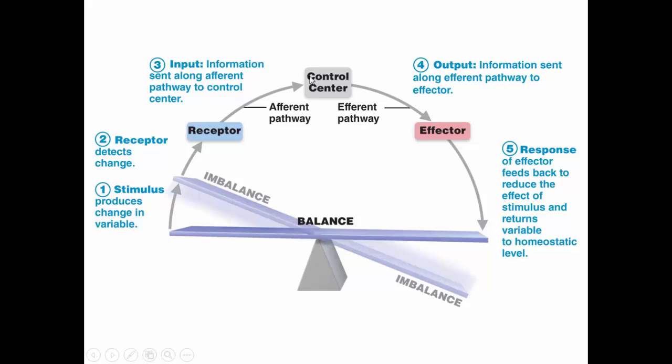It's the control center that evaluates and says, oh, that's too high. So it's going to send information to an effector, and the effector will do something to change that blood glucose level, bringing it back into balance. Now we call the incoming information to the control center the afferent pathway, and the outgoing information from the control center is called the efferent pathway. It's alphabetical. Afferent goes in, efferent goes out. But the bottom line is we keep everything in the body in perfect balance all the time.